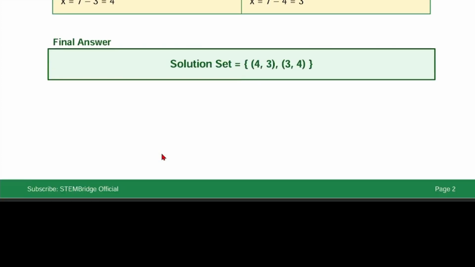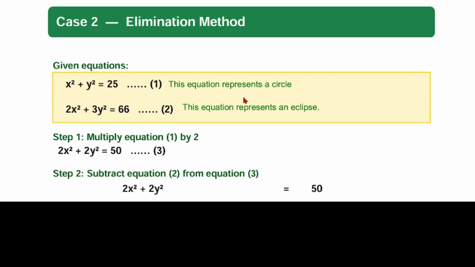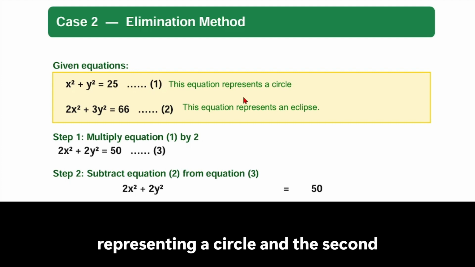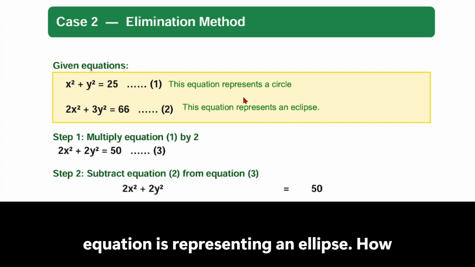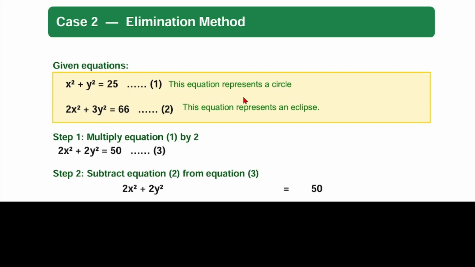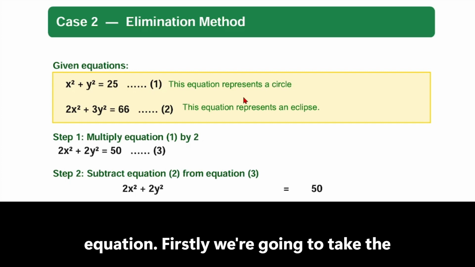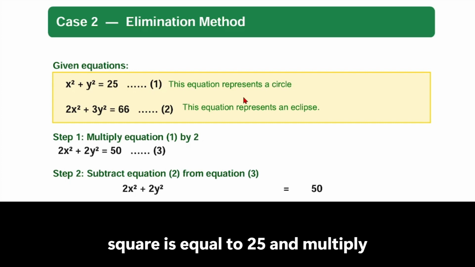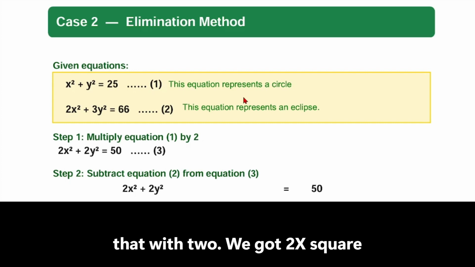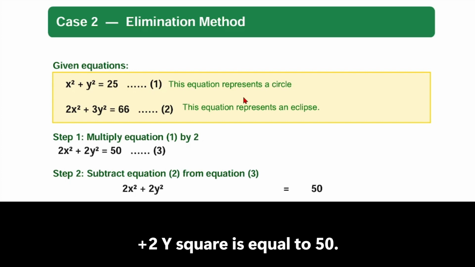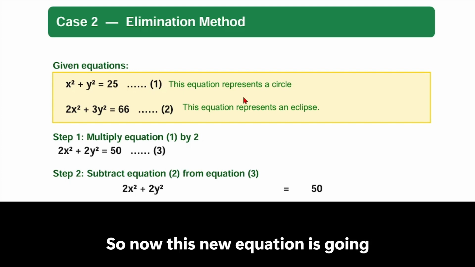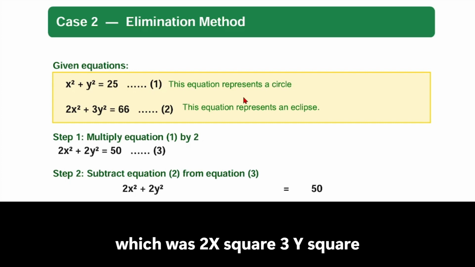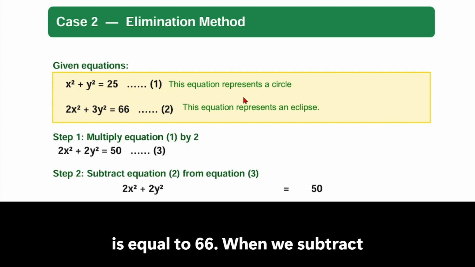As you can see, this is the solution set. Now for the elimination method, we are given again two equations, whereas the first equation is representing a circle and the second equation is representing an ellipse. How can we solve this simultaneous equation? Firstly, we're going to take the first equation, which is x squared plus y squared is equal to 25, and multiply that with 2. We get 2x squared plus 2y squared is equal to 50. So now this new equation is going to be subtracted from the second equation, which was 2x squared plus 3y squared is equal to 66.